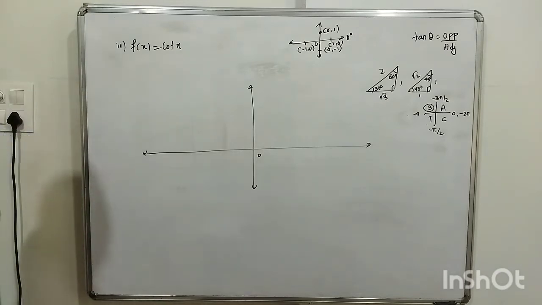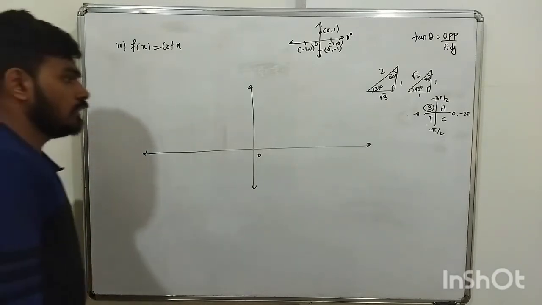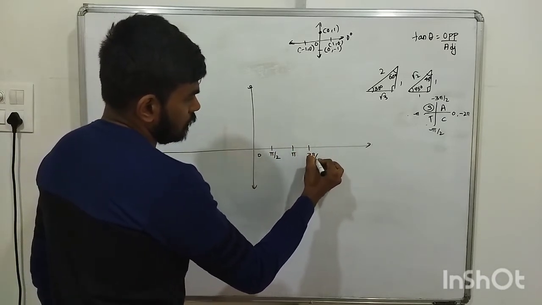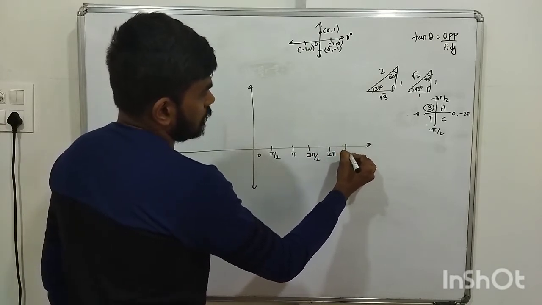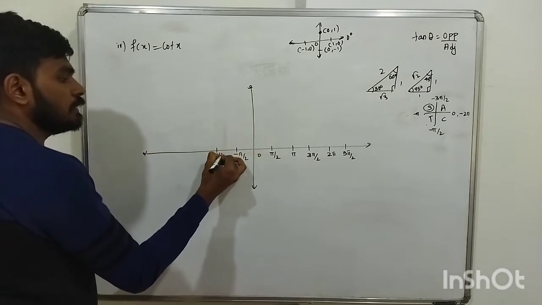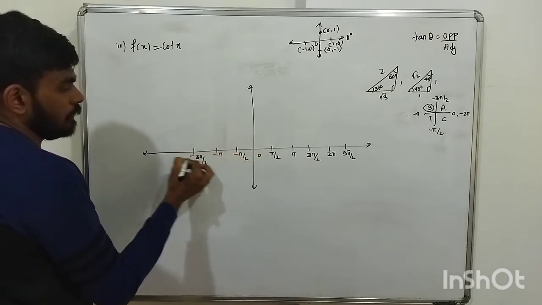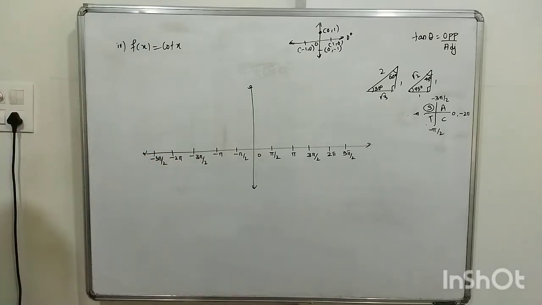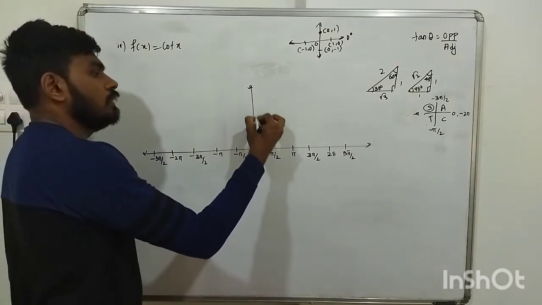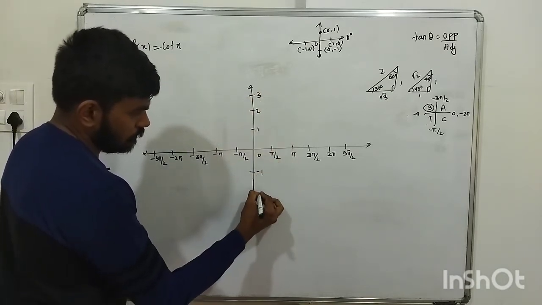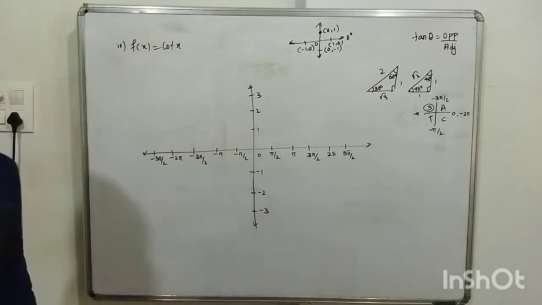So now f of x is equal to cot x. Again we'll draw and mark this pi by 2, pi, 3 pi by 2, 2 pi, 5 pi by 2 and so on, and here minus pi by 2, minus pi, minus 3 pi by 2, minus 2 pi, minus 5 pi by 2 and so on. Till here you understood? And here 1, 2, 3, here minus 1, minus 2, minus 3 and so on.